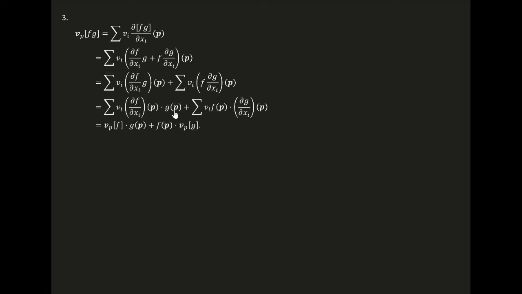Then g of p is constant. It doesn't depend on the index i, so we can factor g of p out of the first sum, and then we can factor out f of p out of the second sum for the same reason, and thus we obtain our product rule for directional derivatives.